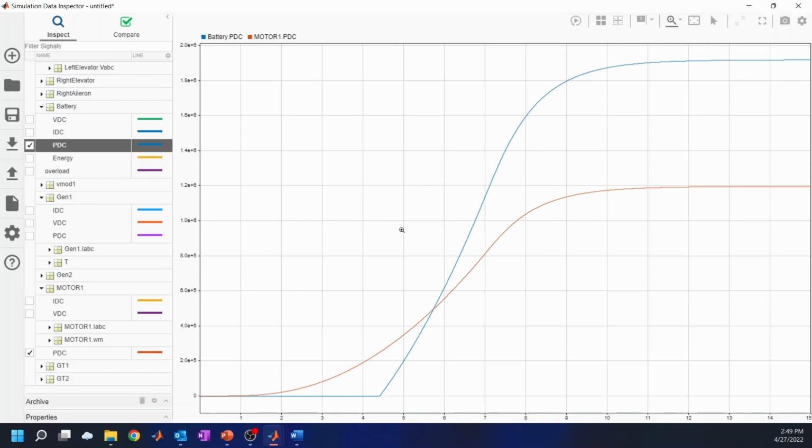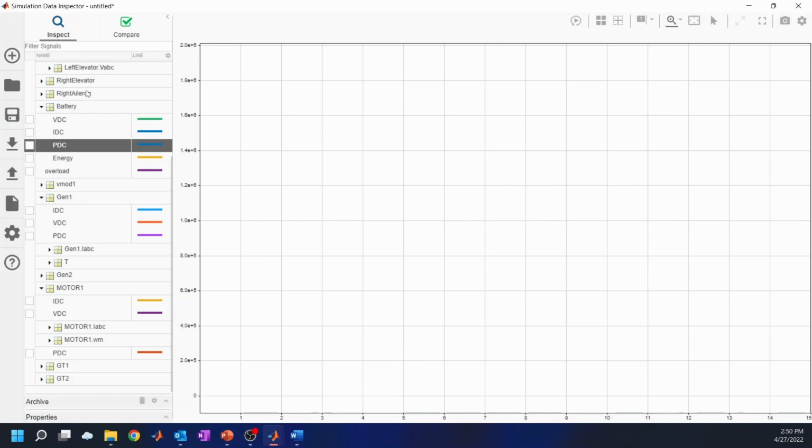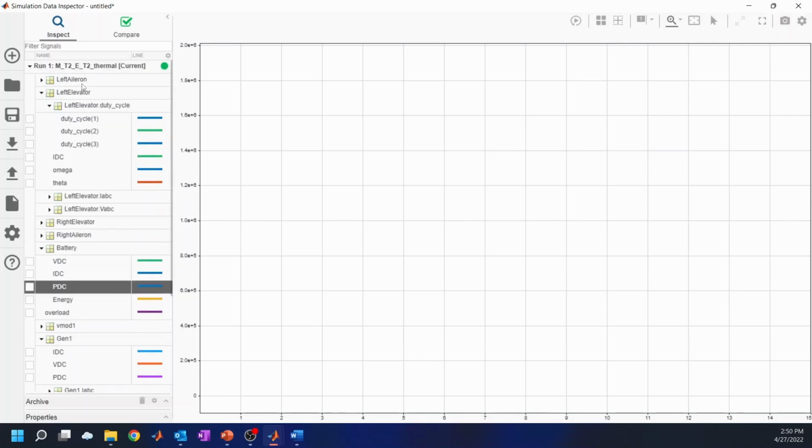So numbers are a little bit contrived here, but remember, if you are wondering why the battery power is more than the motor, well, it's because there are 2 motors. There are 2 electric turbines, so we are seeing the battery power as a consequence of that. Alright, so now let's clear those subplots and let's go to the aileron results.